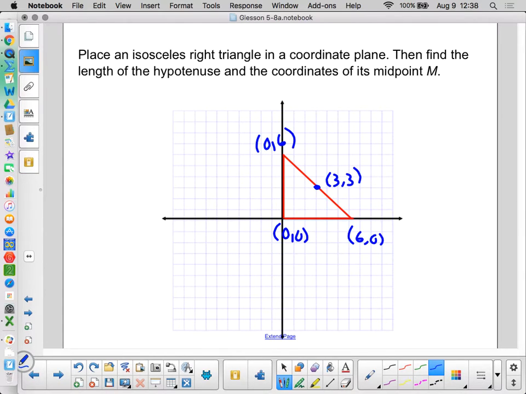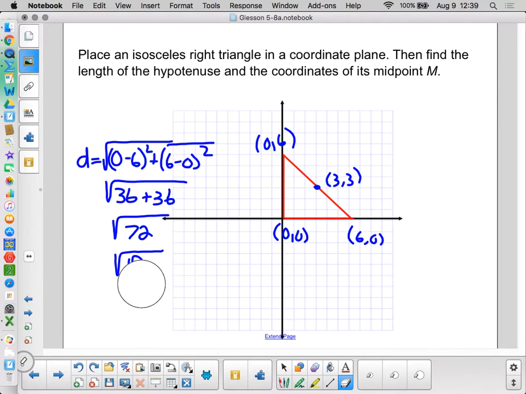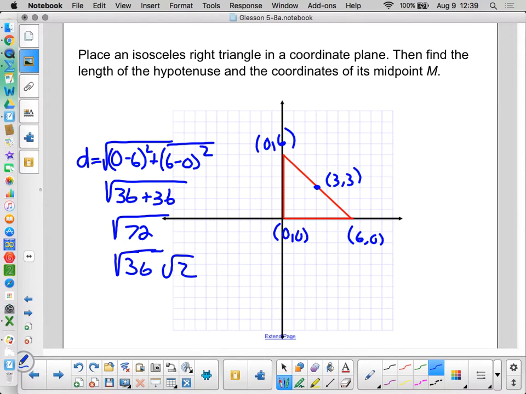I found the coordinates of the midpoint, and I need to find the length of the hypotenuse. The distance is from 0 minus 6 squared plus 6 minus 0 squared, or the square root of 36 plus 36, which is the square root of 72, which is the square root of 36 times the square root of 2, because 72 is 36 times 2, or 6 root 2. So the length of this side is 6, the length of this side is 6, the length of this side is 6 root 2. That's interesting.